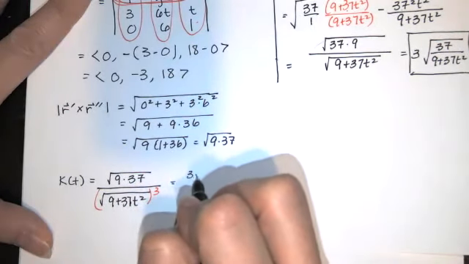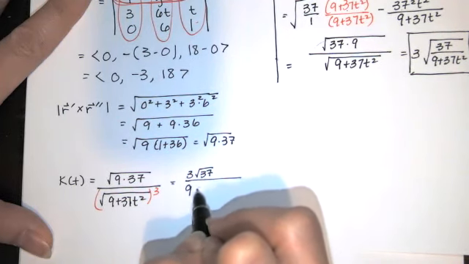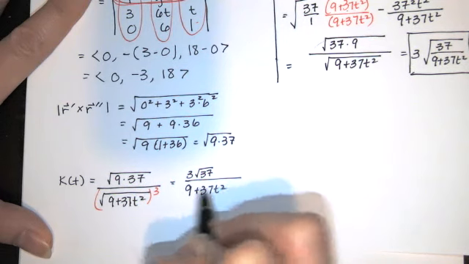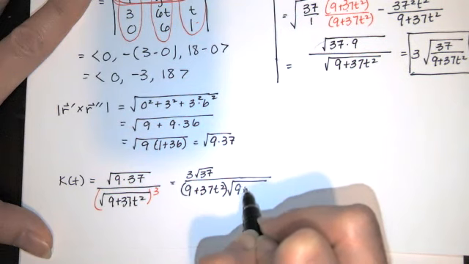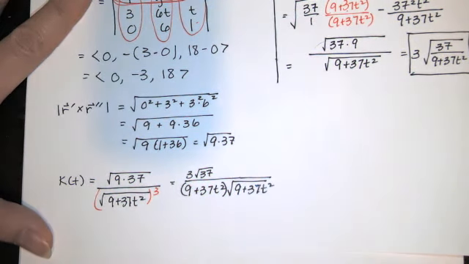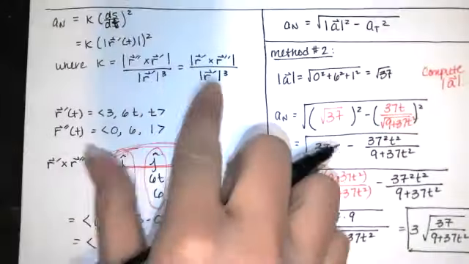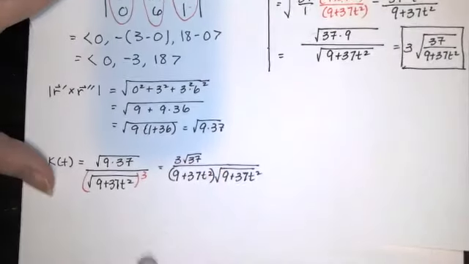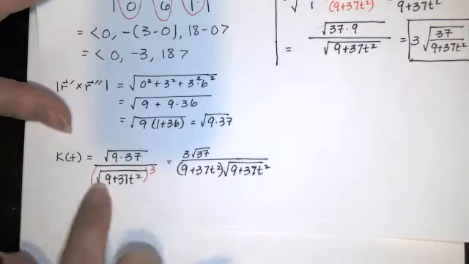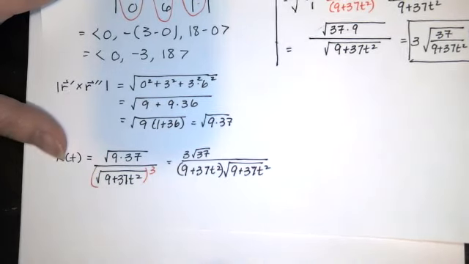Square root of 9 is 3. Square root of 37 can't be simplified, so we just leave that alone. And then this is going to give us a 9 plus 37t squared times a square root of 9 plus 37t squared. If you want to simplify, you don't have to. Okay, so we got the curvature by using this formula. We're supposed to take that and multiply by the speed squared. Well, if I take this, which had the speed cubed in the denominator, it's just going to end up being this divided by the speed to the first.